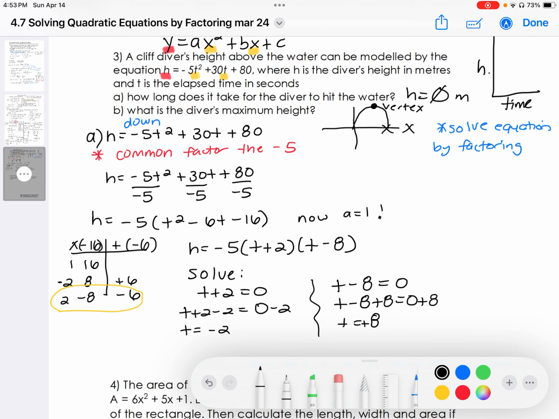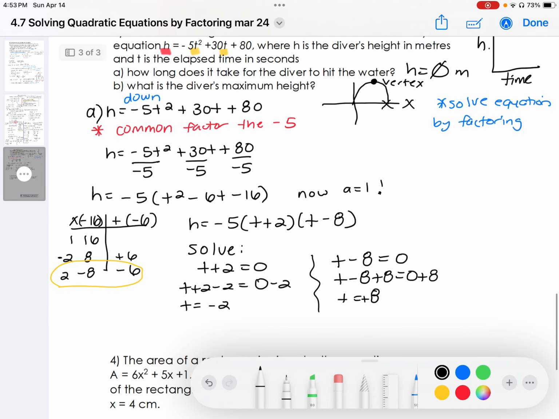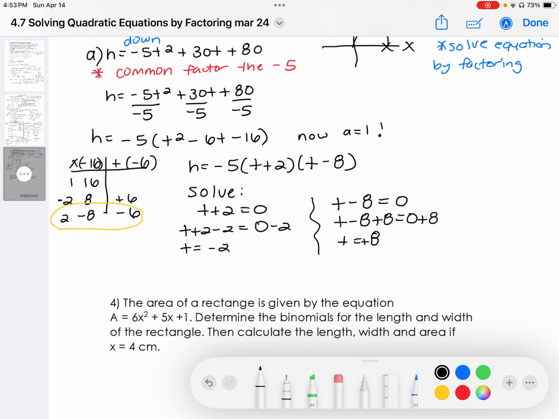Okay, and now we have these two time values. So it says, how long does it take for the diver to hit the water? And you might be like, well, Miss Todd, there's two times. Which one is correct? And again, this time value, -2, is inadmissible. Time cannot be negative, at least not in 2024. That means that the time it takes for the diver to hit the water is 8 seconds.